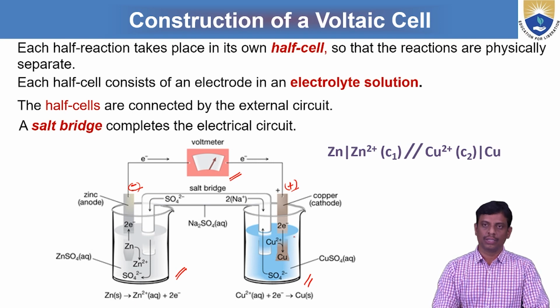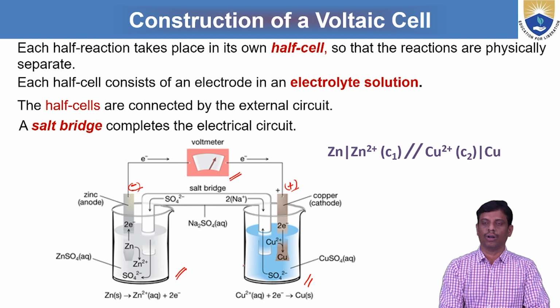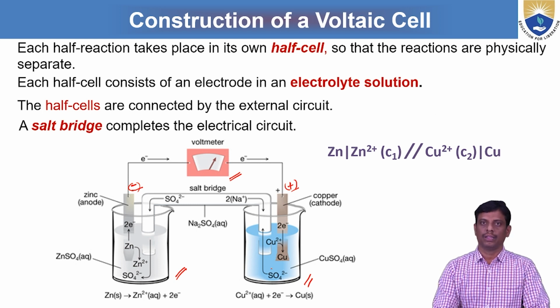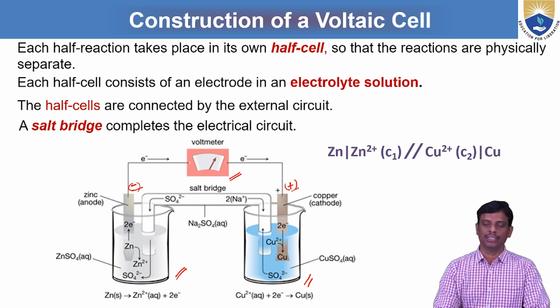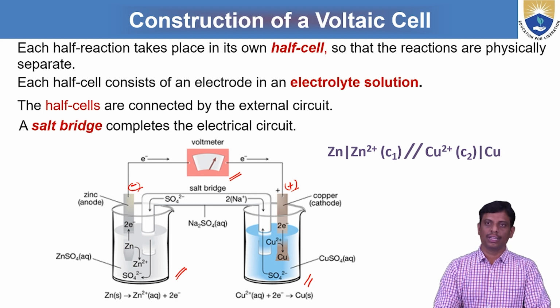A salt bridge manages the ions, to manage the ionic charge in between these two half cells. Once we are connected with this salt bridge, then a spontaneous redox reaction thoroughly happens in the voltaic cell.